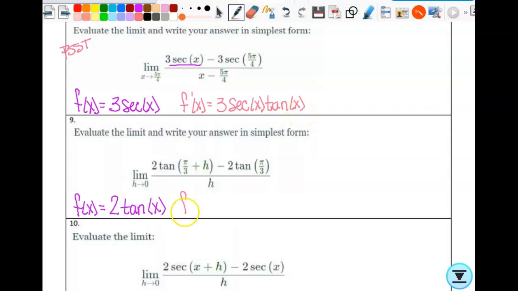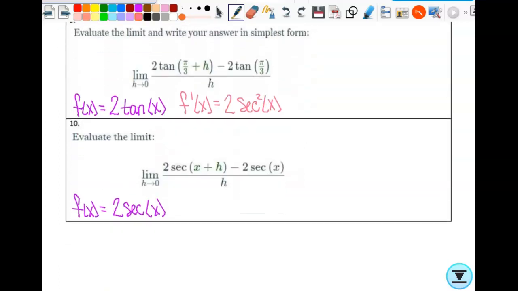Then here for f prime of x, that 2 just hangs out there. What's the derivative of tangent? Secant squared x. And then here, f prime of x is 2 times what? Secant x, tangent x. Okay. Everybody good with all that?